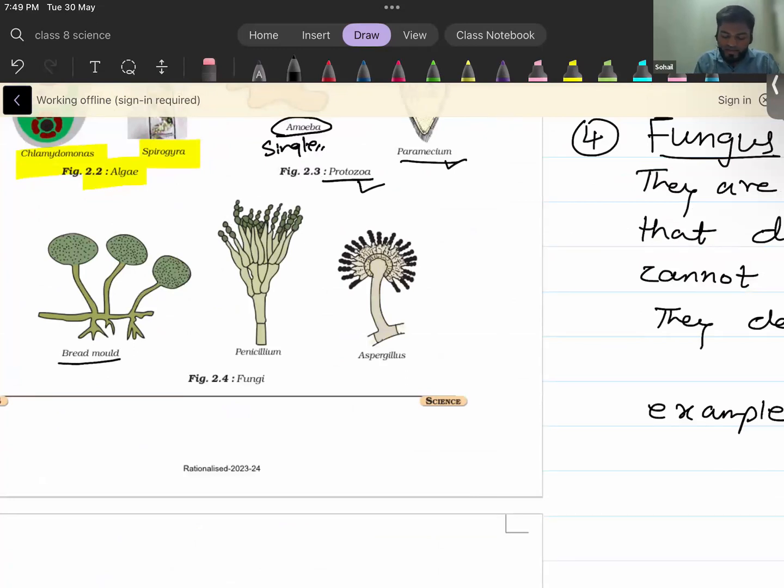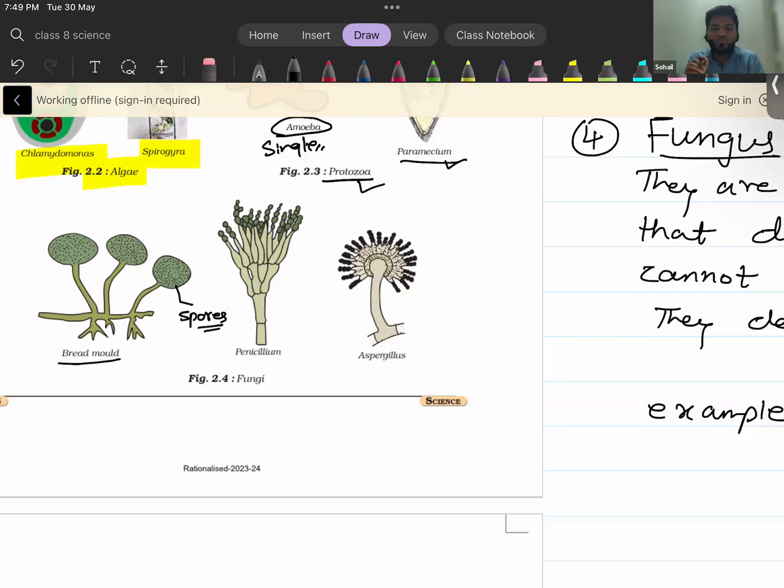See its head, the bulb-like structure. In it, there are dotted structures. There are so many dots in this. That is actually spores. Similar to the pollen grain in a flower. You know what is pollen grain in a flower? No, sir. You don't know pollen grain in a flower.